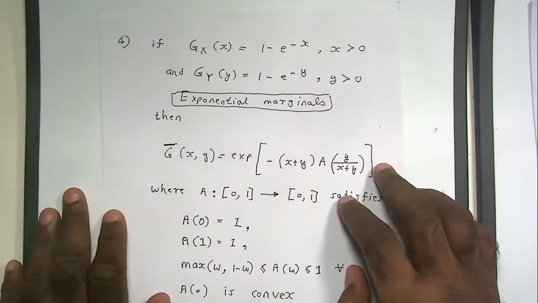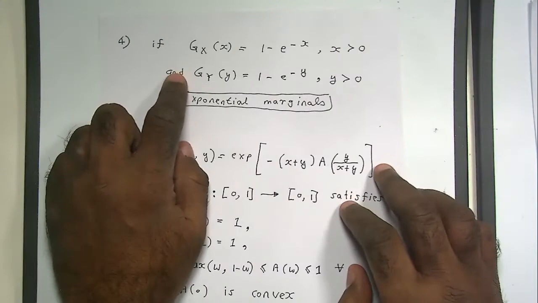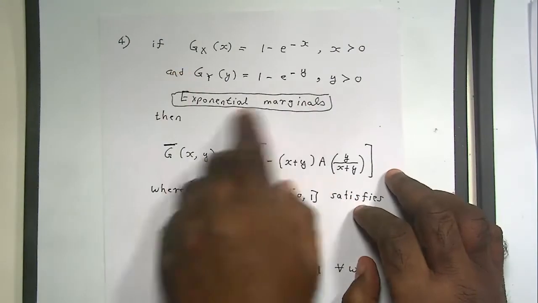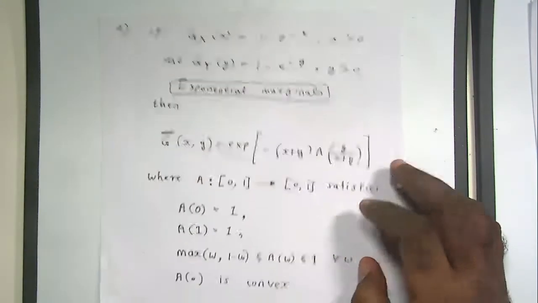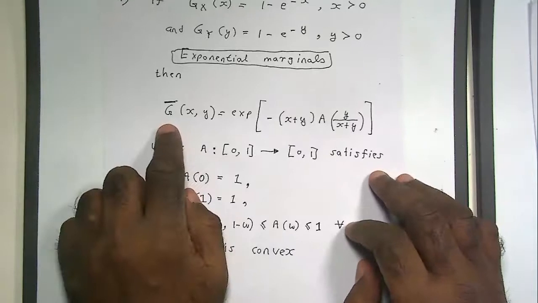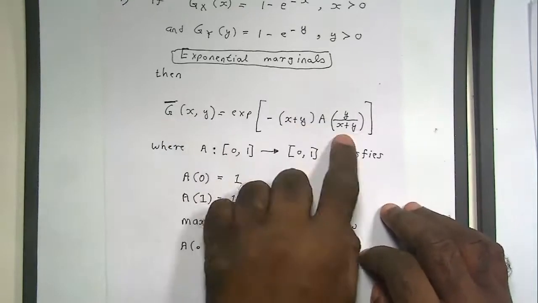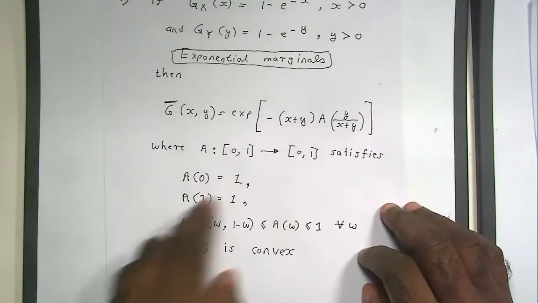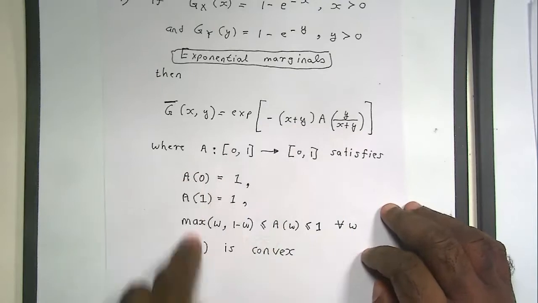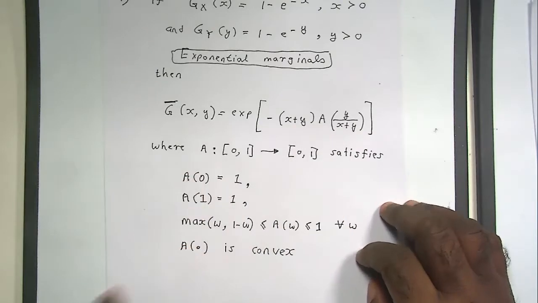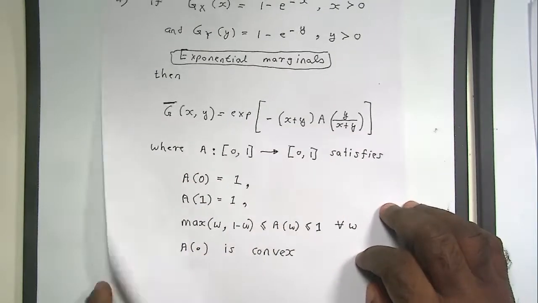Then I gave you this right here. If the margins of G are unit exponentially distributed, that is, the exponential margins, then the possible forms for G bar can be expressed in this form, where A satisfies once again the same conditions.